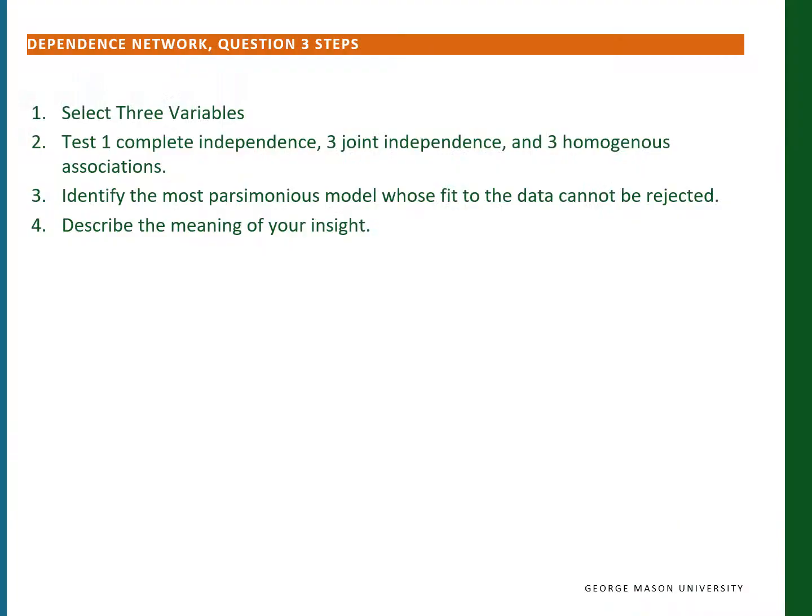We will then select 3 variables from our data set, which include alcohol abuse diagnosis, drug abuse diagnosis, and CIT success. Then we will test 1 complete independence, 3 joint independence, and 3 homogeneous associations. The third step, we will identify the most parsimonious model to fit the data.